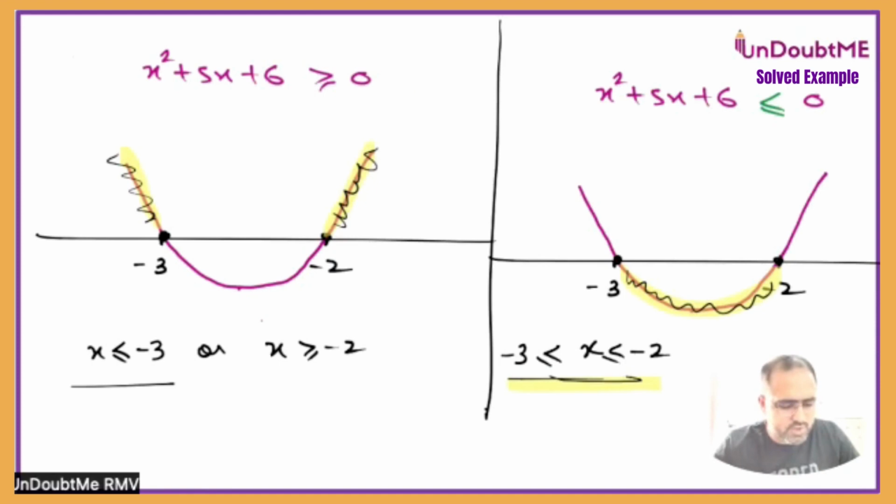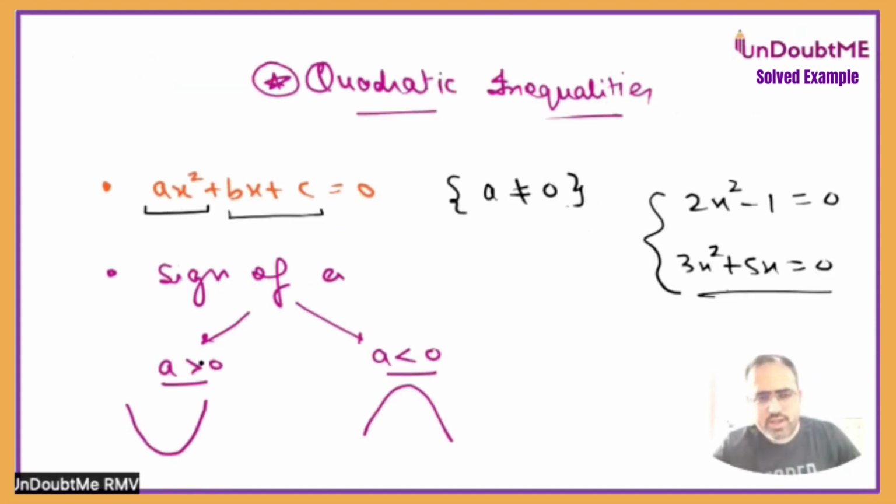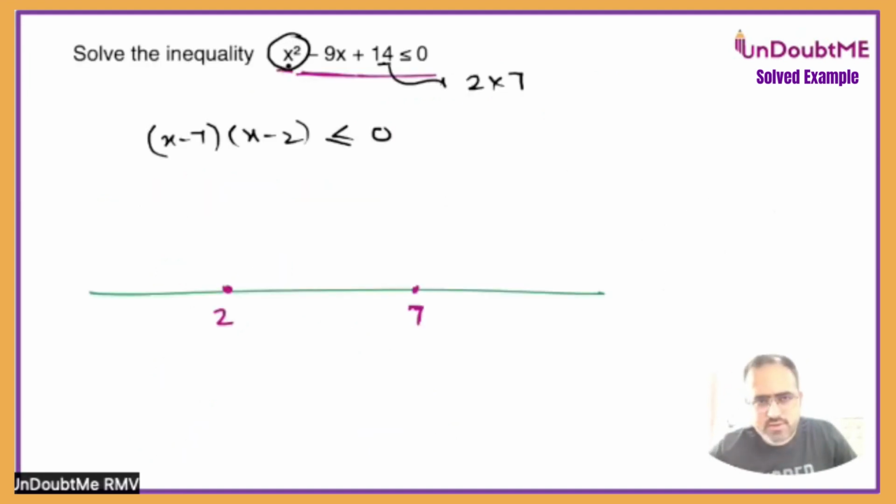The sign of a, just for revision, I'll tell you again, is used to determine whether it will be an upward parabola or a downward parabola. This is very important. So the sign of a is positive because it is just x square. x square can be written as 1x square. So it is positive, which means it is an upward parabola. I'll draw the parabola.